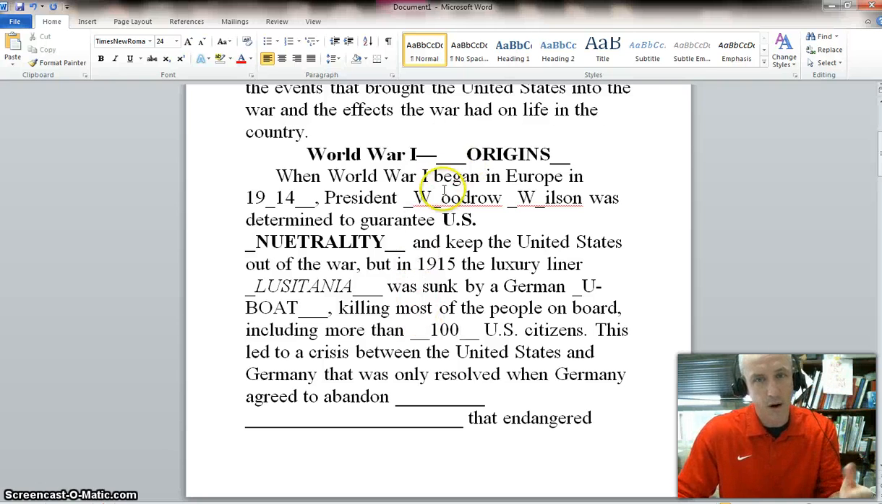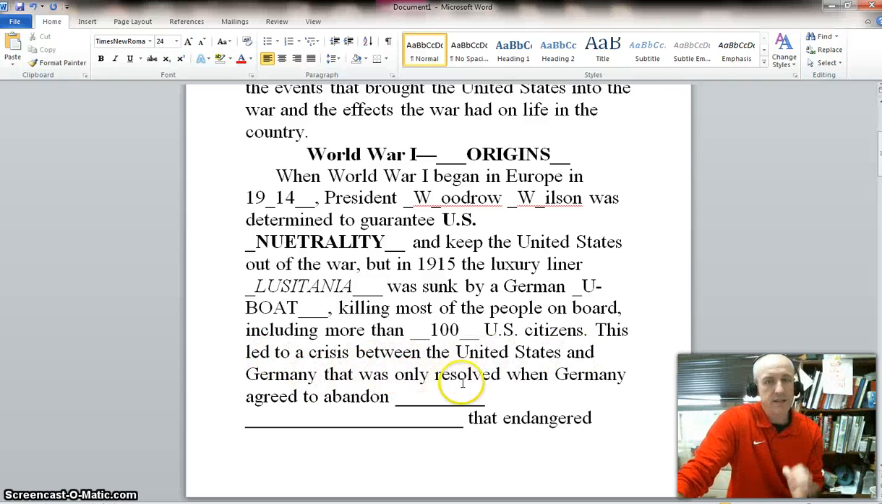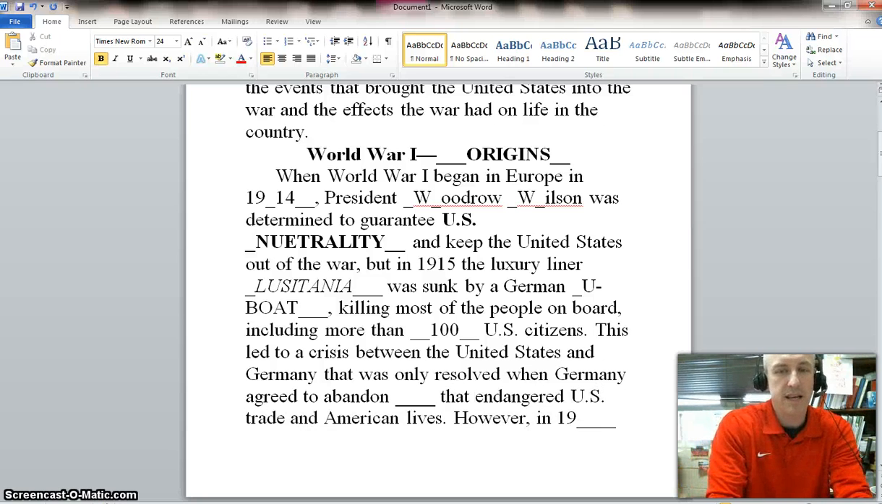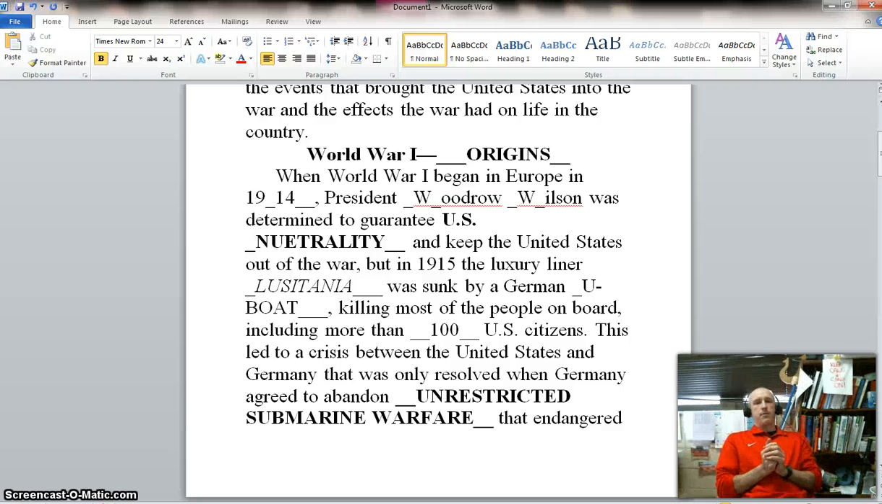What's going to bring us into the war will be the sinking of the Lusitania, killing Americans. Now, this led to a crisis between the United States and Germany that was only resolved when Germany agreed to abandon its policy. This is Germany's policy in the war. It's called unrestricted submarine warfare.